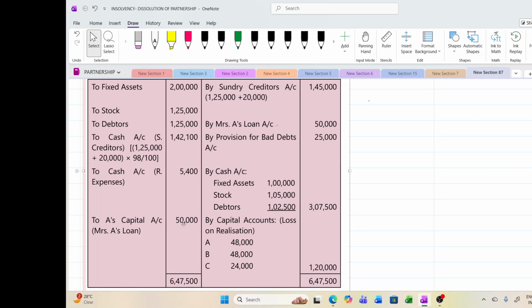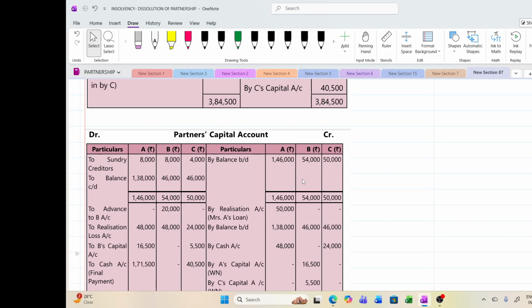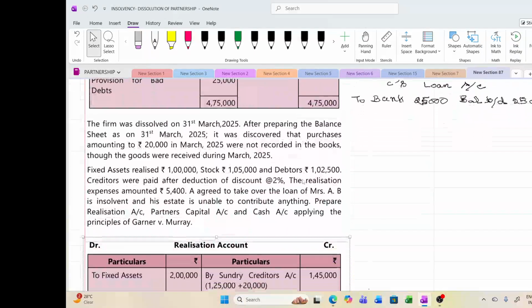We have already transferred A's loan into the credit side of realization. Now A's capital account will get credited. Write it on the debit side and immediately go to capital account and write on the credit side of capital account. This is 50,000. Okay. So this point is also over.